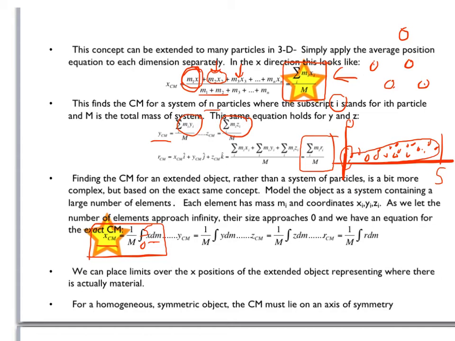Now, if we have a homogeneous symmetric object, the center of mass is just going to lie in an object of symmetry. If you have a sphere, it will lie in the center of a sphere. If you have a cube, it will lie in the center of that cube. So as long as you're working with symmetric objects, finding the center of mass, as long as you have uniform density, will be a very easy thing to do.